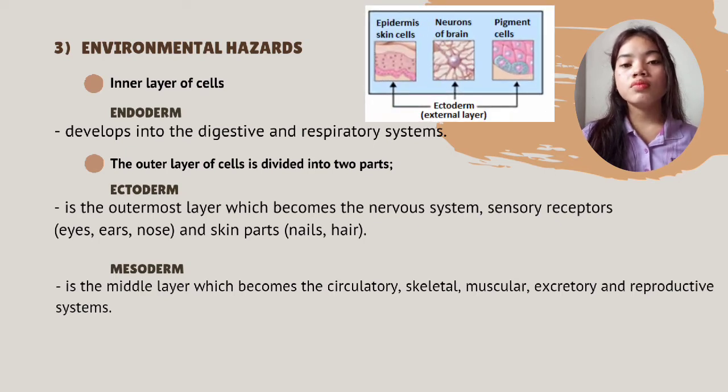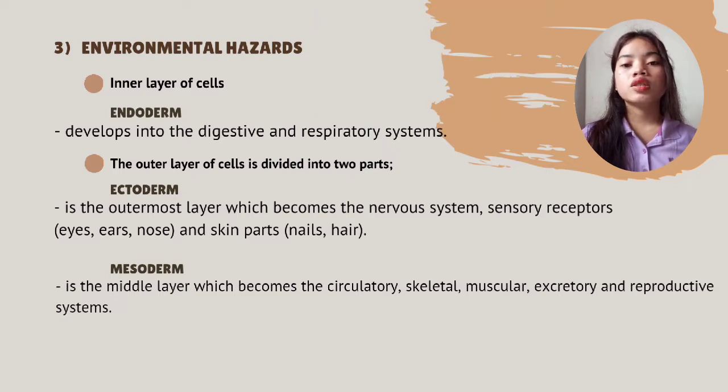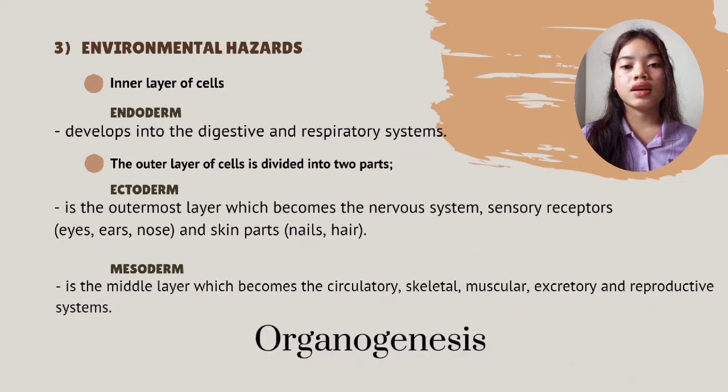The ectoderm is the outermost layer, which becomes the nervous system, sensory receptors like eyes, ears, and nose, and skin parts like nails and hair. The mesoderm is the middle layer, which becomes the circulatory, skeletal, muscular, excretory, and reproductive systems. This process of organ formation during the first 2 months of prenatal development is called organogenesis.